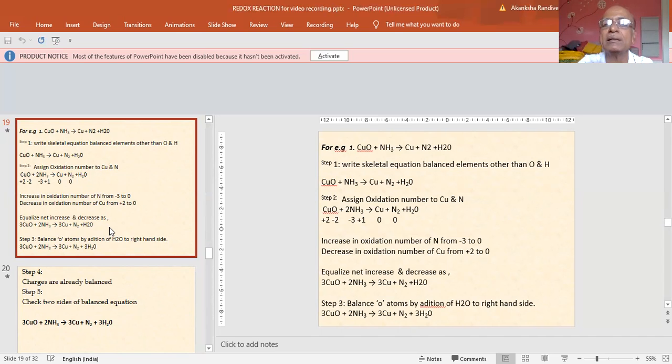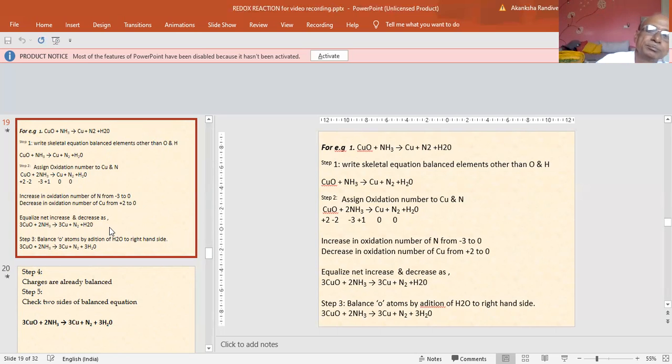To the left hand side, to the reactant side NH3, there is one nitrogen. To the product side, there are two nitrogen atoms. That means the equation is not balanced. So we have to balance this equation. Similarly, in NH3 there are three hydrogen, but to the product side there is H2O. There are two hydrogen atoms. So three hydrogen atoms to the left side and two hydrogen atoms to the right side. So this equation is not balanced, and this is to be balanced by using oxidation number method.